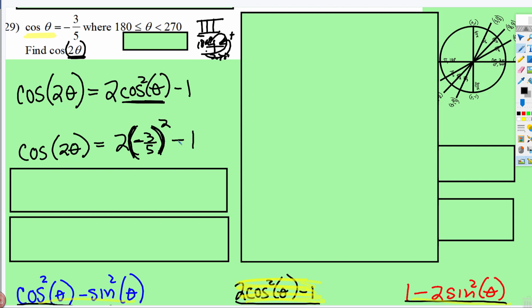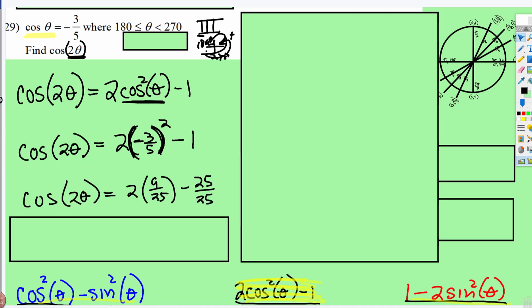Subtract 1. Well, remember, when you square a fraction, if the square is on the outside of the parentheses, you square both the numerator and the denominator. So negative 3 squared is positive 9. 5 squared is 25. So then look at what we have. We have 2 times 9/25ths, and the subtract 1, well, I can rewrite 1 as 25 over 25. 2 times 9 is 18. 18 subtract 25 is negative 7.